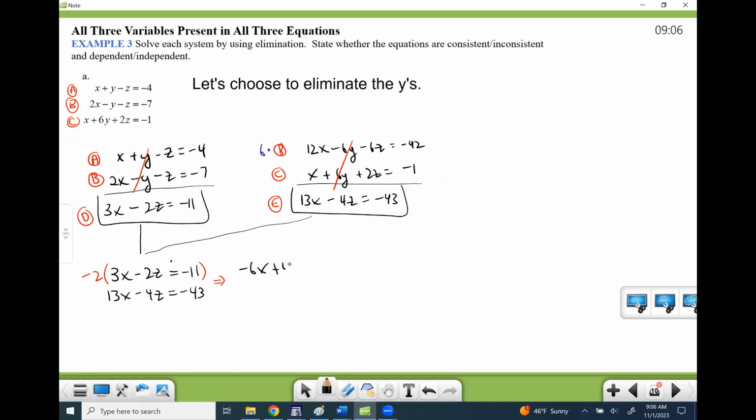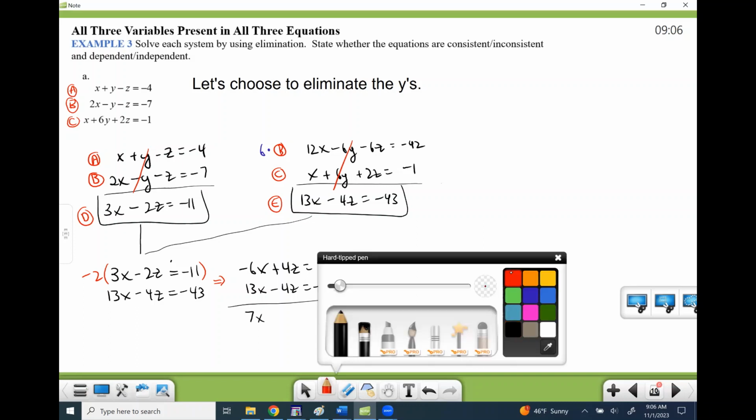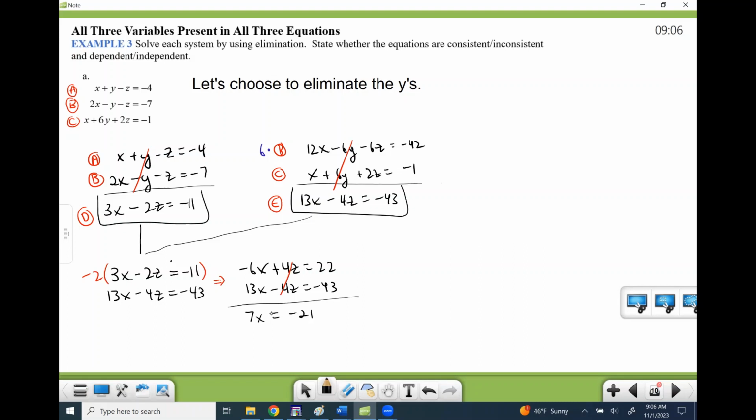All right, so here's what we have. Okay, so this is going to be 7x. The z's will cancel. And then we're going to get -21. That's a great number because if we divide by 7, then that's going to get us a nice pretty whole number. So x equals -3.